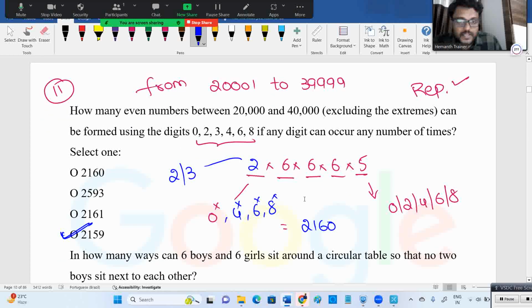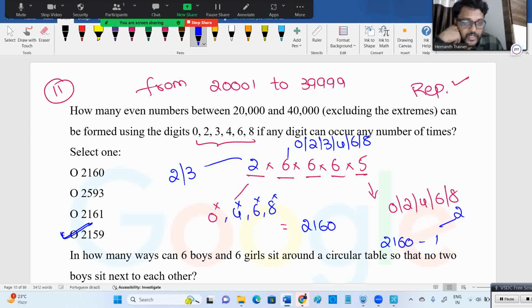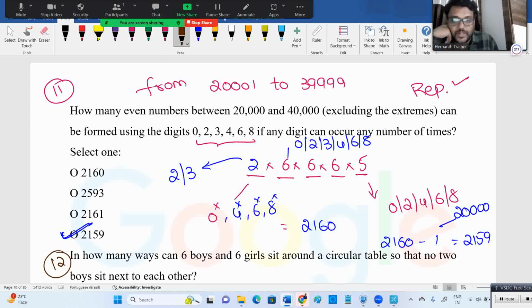2159. Why, sir? So in this 2160, when you check it out, I said I can use 2 here. In this 6, I can use 0 or 2 or 3 or 4 or 6 or 8. Means 0 here, 0 here, 0 here, 0 here, 20,000 will come. In this 2160, minus 1, because among this, 20,000 possibility is there. That should be removed. Try to understand, because they said between, we don't want to use 20,000. 2,159 is your answer.